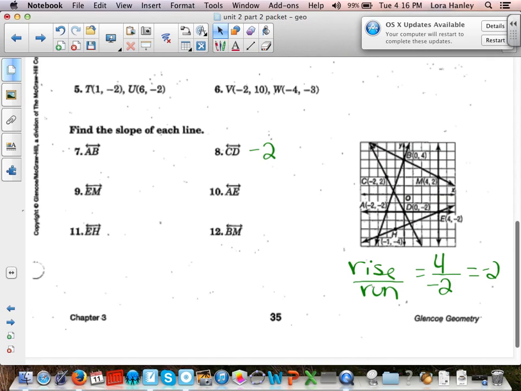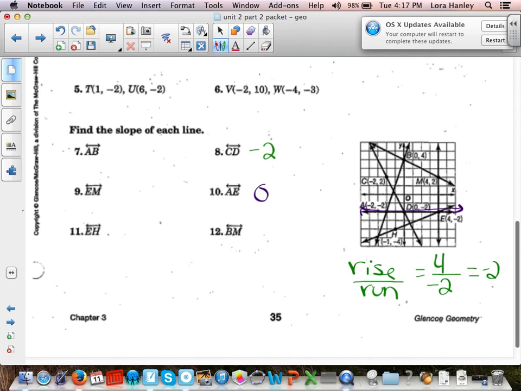Let's do one more of those. If I want to find the slope of AE, well, AE is horizontal. So did we rise at all? No, but we did run. So if we didn't rise up or down, that means our slope is 0. All right, and one more.